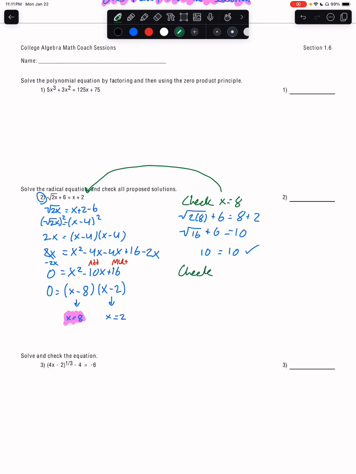Next, we'll check x equals 2. Again, you can just use your calculator and work through this. But what you'll get this time is you'll actually get 8 equals 4. And we know that's not true at all. 8 is not the same as 4. So x equals 2 is actually not one of our solutions. The only solution we have is x equals 8.